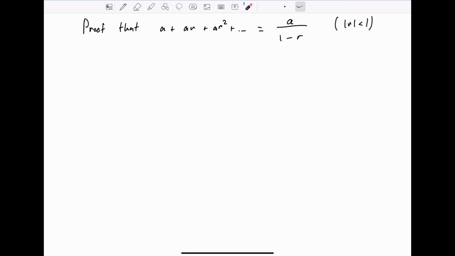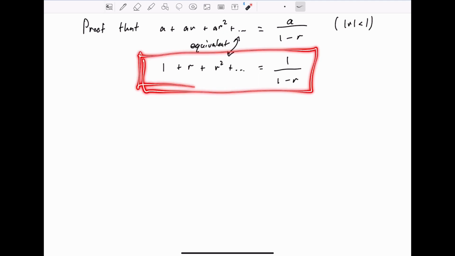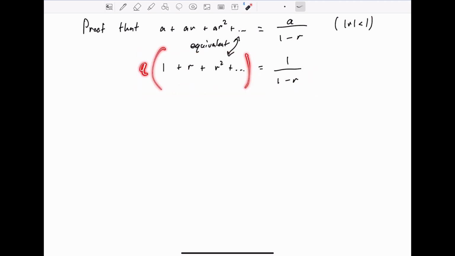The first thing I'm going to do is imagine dividing both sides here by a. If we divide both sides by a, or we can just think of canceling a from both sides, then really this formula is actually equivalent to the following: 1 plus r plus r squared plus r cubed plus etc. equals 1 over 1 minus r. These two expressions are equivalent. So I'm actually going to prove this statement here, and then once I've proved this statement, I can simply multiply both sides of this expression by a, and we'll get the original statement. So I'm going to work on proving this equation, and then just multiply this equation by a, and we'll have the exact formula that we want.